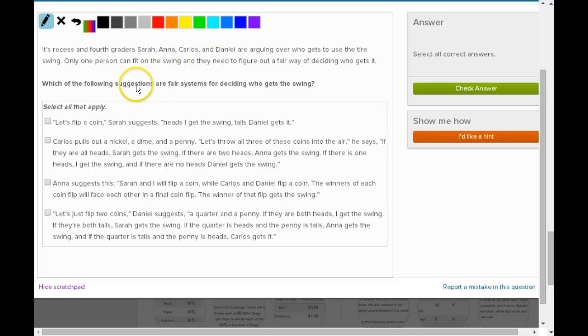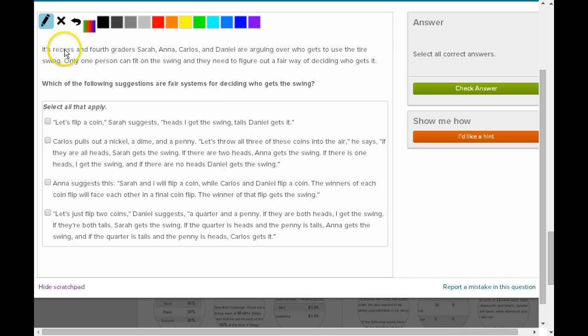Okay, so we're doing some Khan Academy exercises. They're wanting us to determine what are fair systems for making decisions, using probabilities to determine what's fair. So here we go.